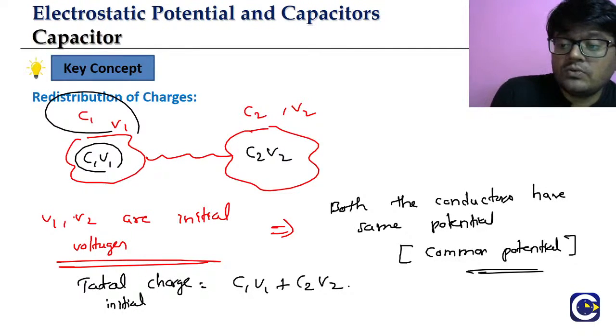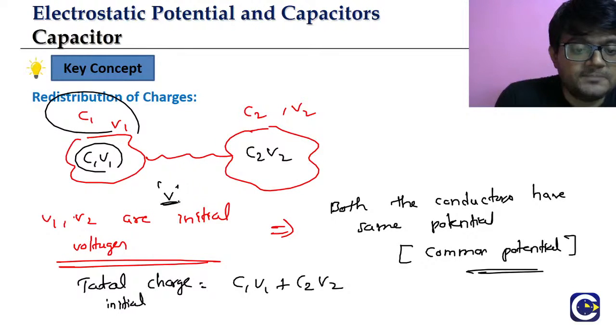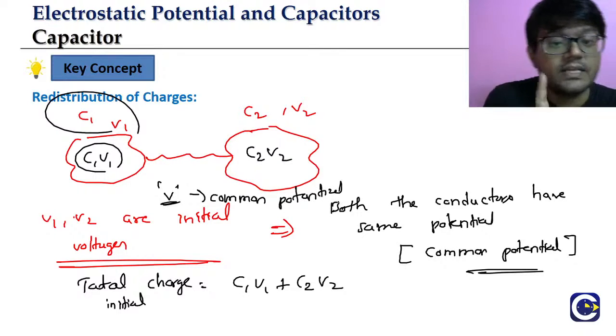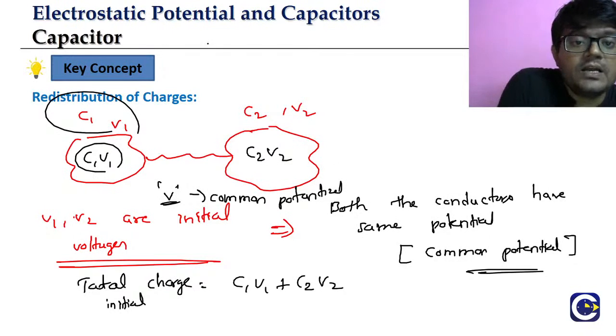Finally, what do we say? Both of them will come to the same potential. So we will say V is the common potential. V is what? Common potential, okay? Now look, what is the final total charge value?